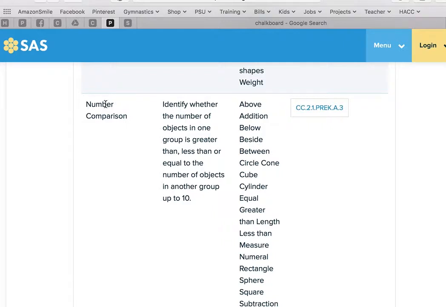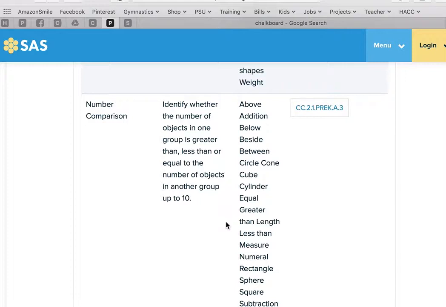And you can see under this side, we see number comparison, and then here's our competency. Identify whether the number of objects in one group is greater than, less than, or equal to a number of objects in another group, up to 10. So that competency is really what should have been the basis for your lesson.